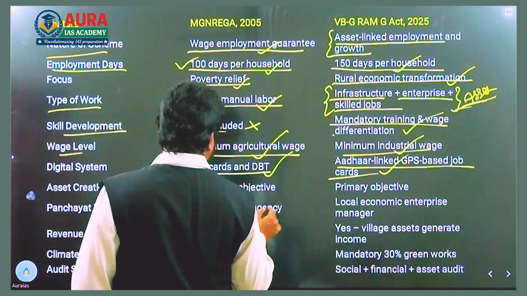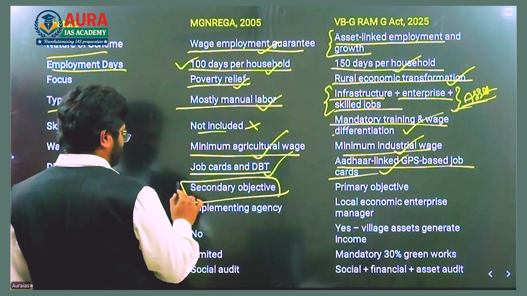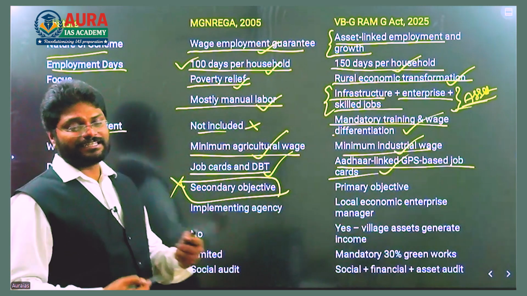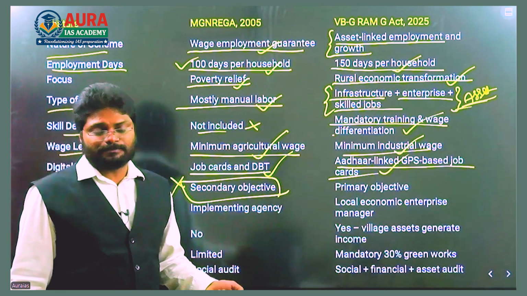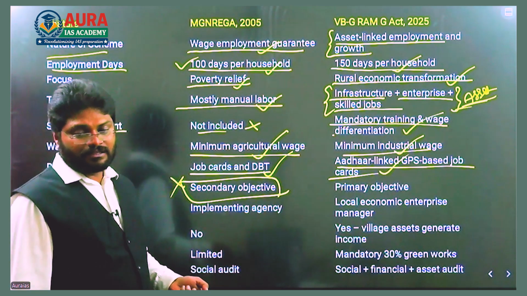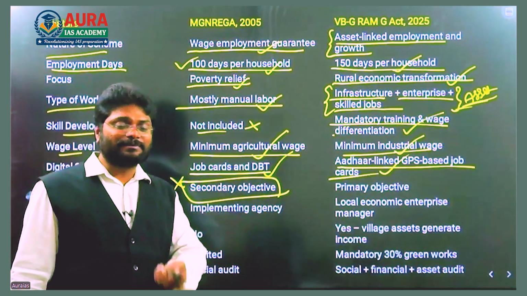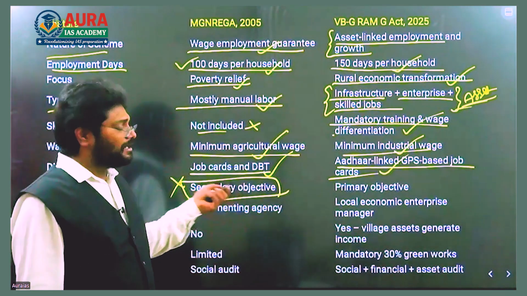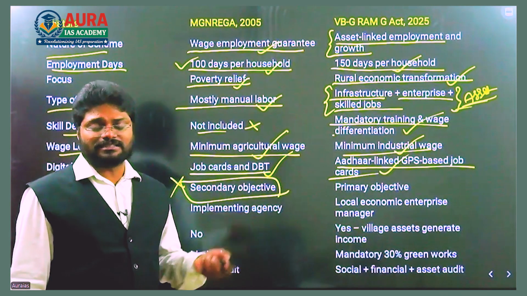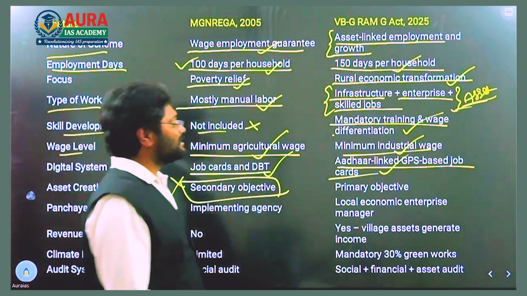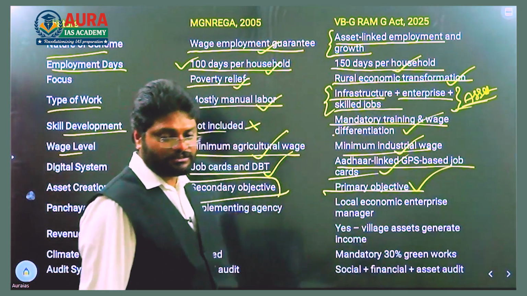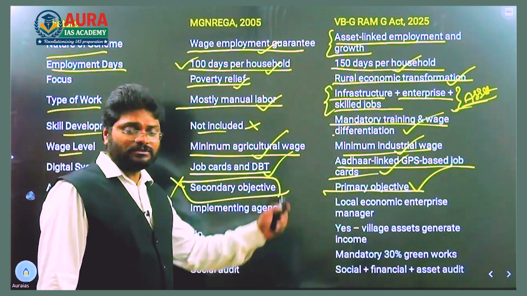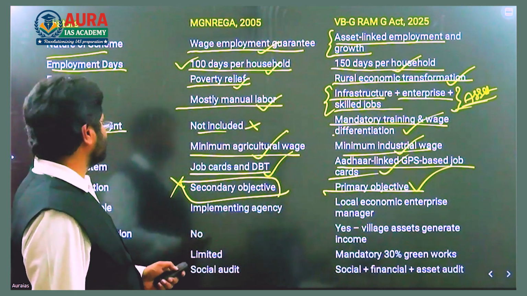Asset creation here is a secondary objective. Revenue-generating asset creation is a secondary priority. Providing wages is the first priority. Assets are generally created by skilled persons. Here the unskilled person is the major focus in MGNREGA. But in the new Act the skilled person is the major focus. Asset creation is the primary objective in the VBG RAM JI Act.